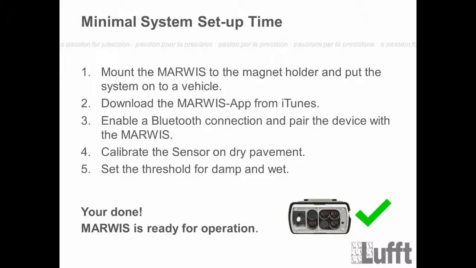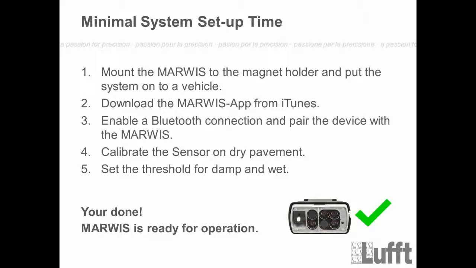So that's, let's say, a minimal setup time. I want to show you that it is very easy to set up the MARWIS and, of course, also the app. What you have to do, first, is mount the MARWIS to the magnetic holder and put the system onto a vehicle. Then download the MARWIS app from iTunes and install it on your pad. Enable the Bluetooth connection and pair the device with the MARWIS, which is very easy because it's normally done automatically.